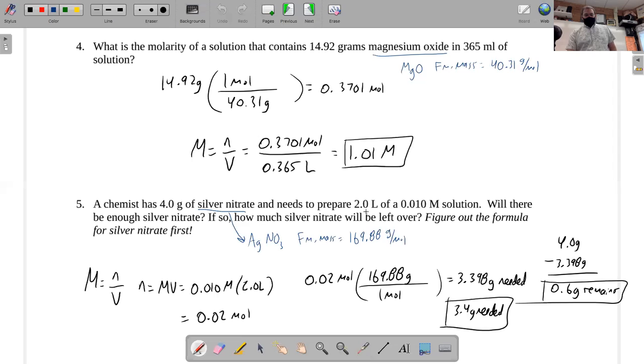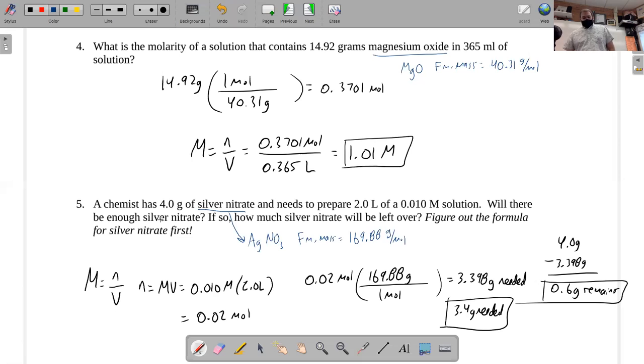And this 2 liters, that's a standard unit for volume. 100th molar is a standard unit for molarity. The number of moles is equal to the molarity times the volume. So if you take this 0.01 molar times 2 liters, it turns out you need 0.02 moles of the solute. And when you multiply 0.02 moles by the formula mass, it looks like you need 3.4 grams. So the 4 grams is enough. To make 2 liters of 100th molar solution, you need 3.4 grams of silver nitrate.